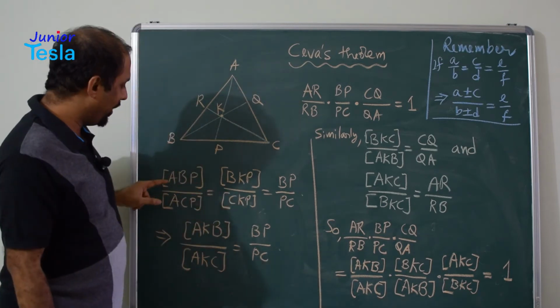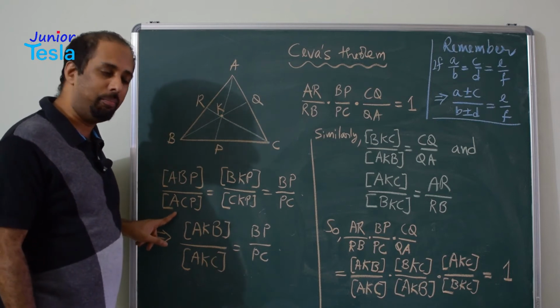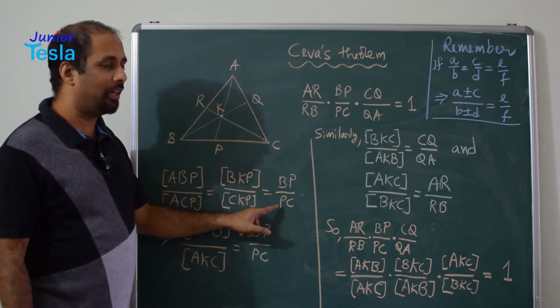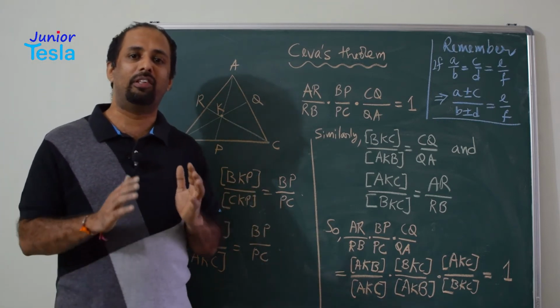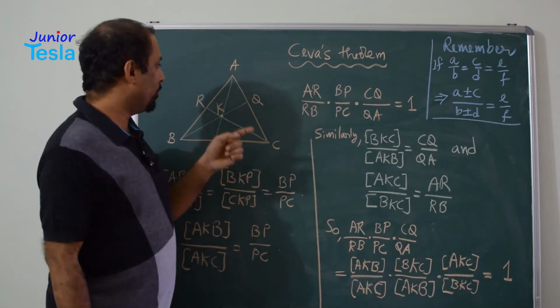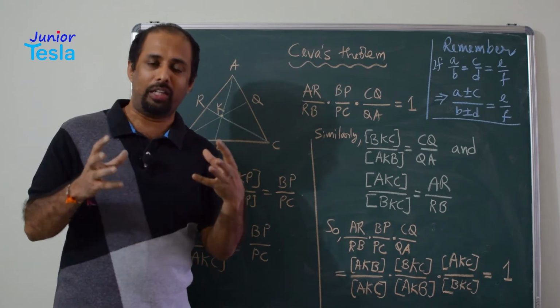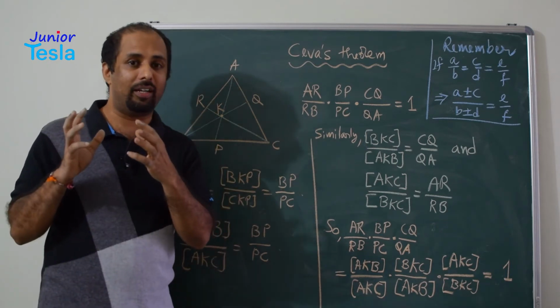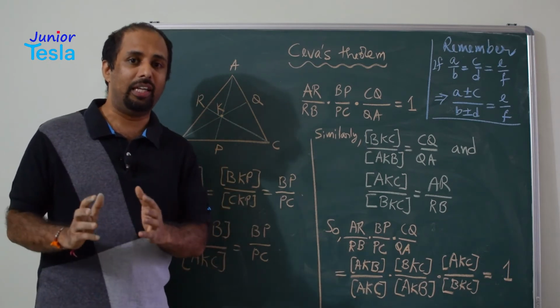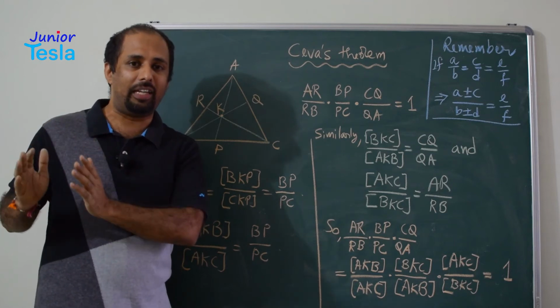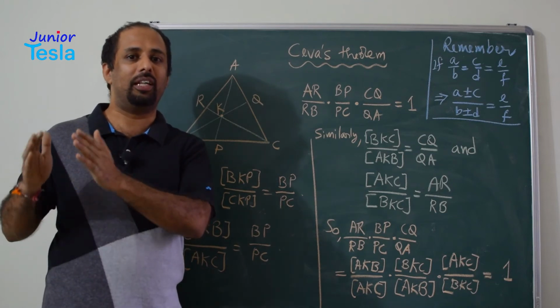So area of ABP divided by area of ACP is equal to BP divided by PC because they have the same altitude. So ABP and APC, both being parts of the triangle or both independent triangles, have the same altitude. That is why the ratio of their areas is equal to the ratio of their bases.